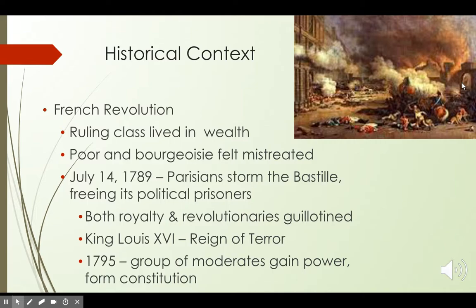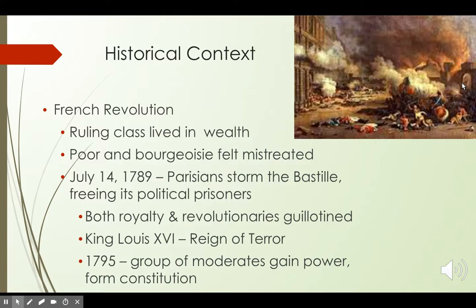So let's talk a little bit about the French Revolution. Here's what was going on at that time. The ruling class lived in wealth, and I mean wealth. They had all of the luxuries that you can imagine. On the other hand, the poor and the bourgeoisie felt mistreated. Remember that the bourgeoisie is the middle class at this time, and they wanted the kinds of wealth that the rich experienced.